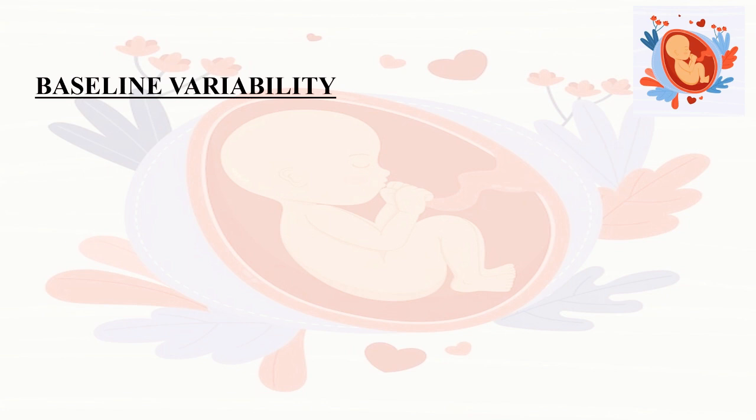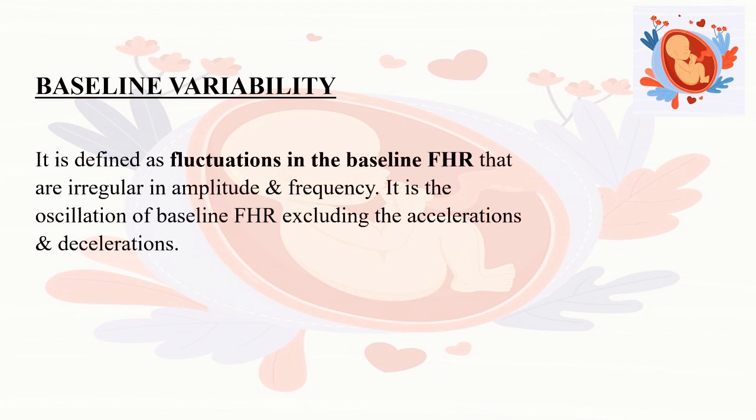The next parameter is baseline variability. Variability is nothing but the continuous upward and downward movement or fluctuation of the fetal heart rate in comparison to the baseline FHR, like we have seen in the previous graph. Baseline variability can be defined as fluctuations in the baseline FHR that are irregular in amplitude and frequency. It is the oscillation of baseline FHR excluding the acceleration and the deceleration.